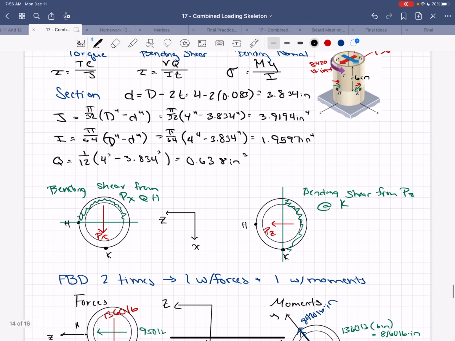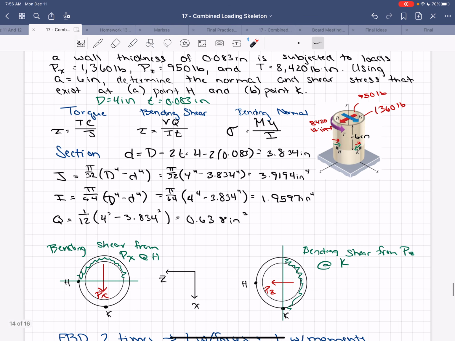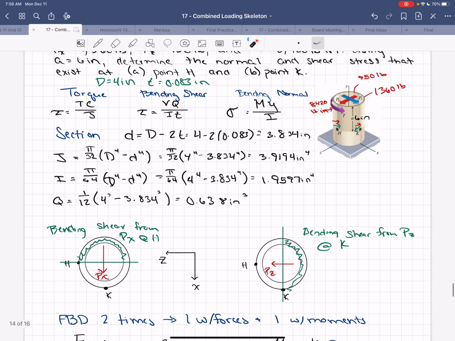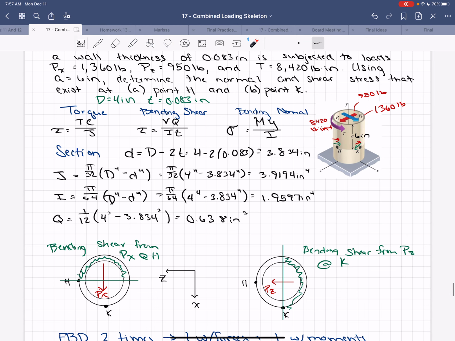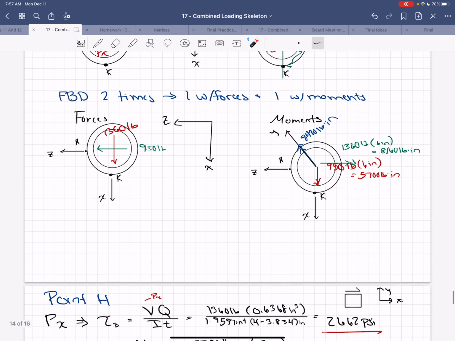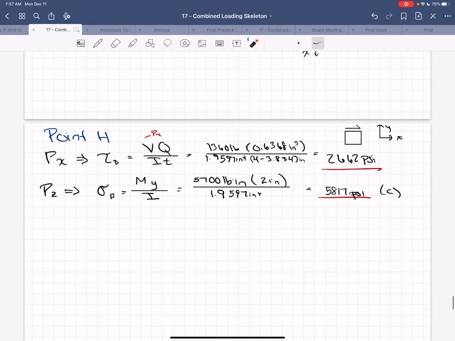Now, if we look one more time, we're bending from PZ around X. This is in compression, and K is at the neutral axis. So K, the bending stress from PZ, is 0 at K, and it's what we just calculated at H. Okay, so no bending stress. And if we looked at the moment that PX creates, H is at the neutral axis. So no bending stress from PX, just a shear bending stress, not a normal bending stress.